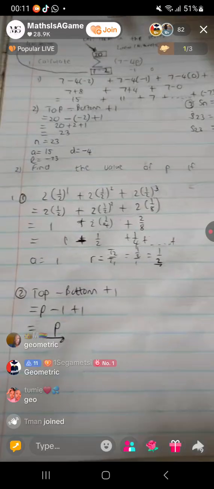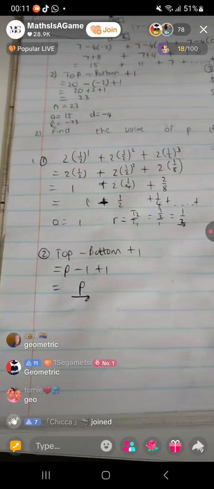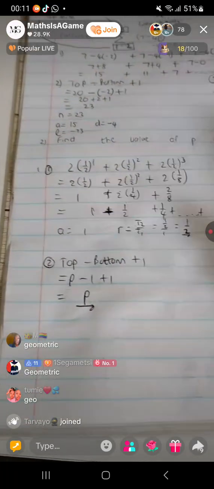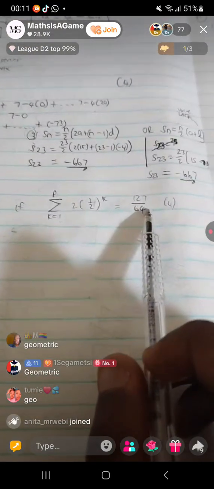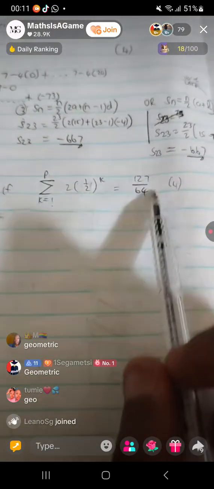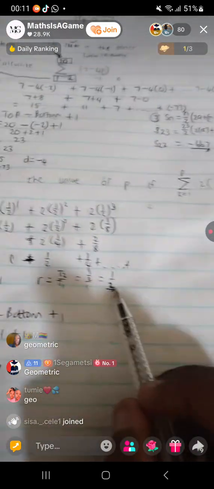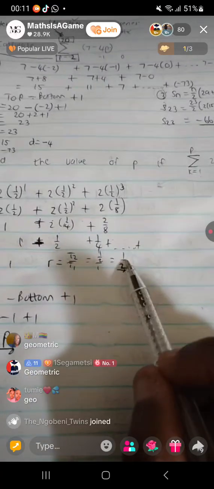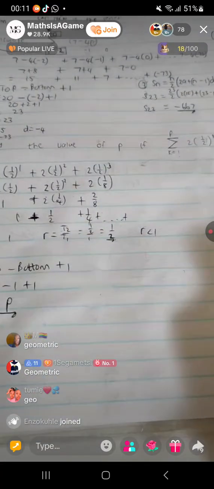So in my head, I'm like, the sum of p terms. Okay, the sum of p terms. But that entire sum, I know it's equal to 127 over 64. So I am going to look at r. R is half. This r, guys, is less than 1.